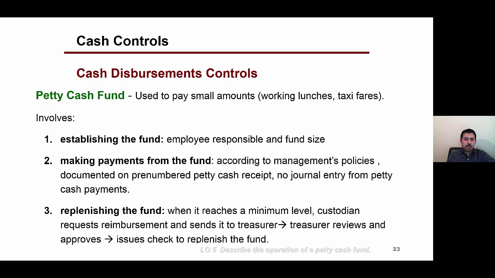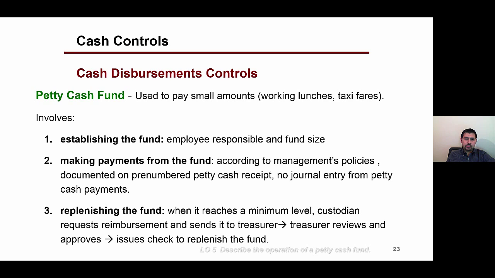The first step is where the company will establish the fund, and by that we mean that the company will decide who is the person authorized to approve payments from that fund, who is the custodian of that fund, as well as the amount to be in that fund. So it's the custodian of the fund as well as the size of the fund. The second step is when they make payments using this fund. At this point, based on the company's policies, a payment would be made and then recorded on pre-numbered petty cash receipts.